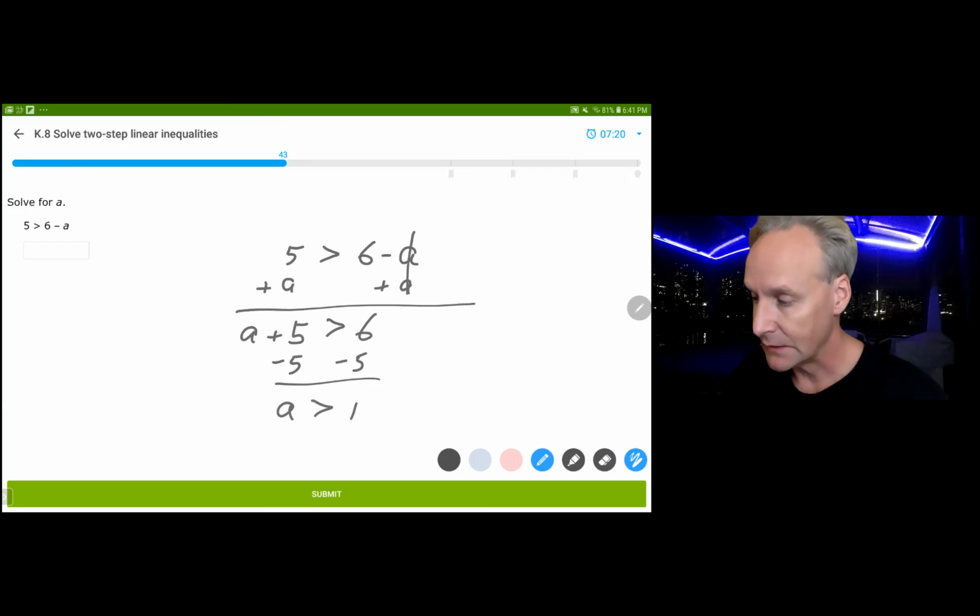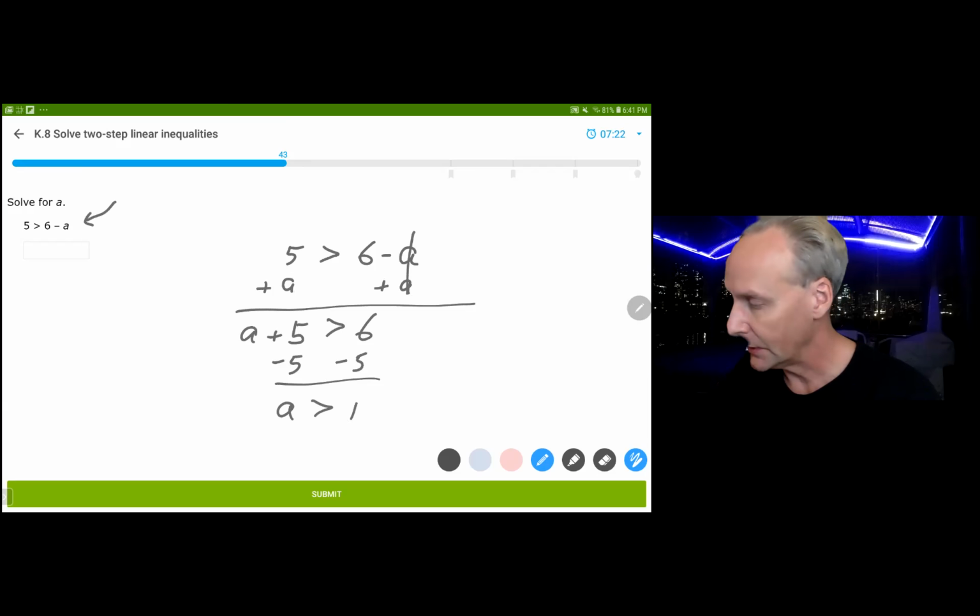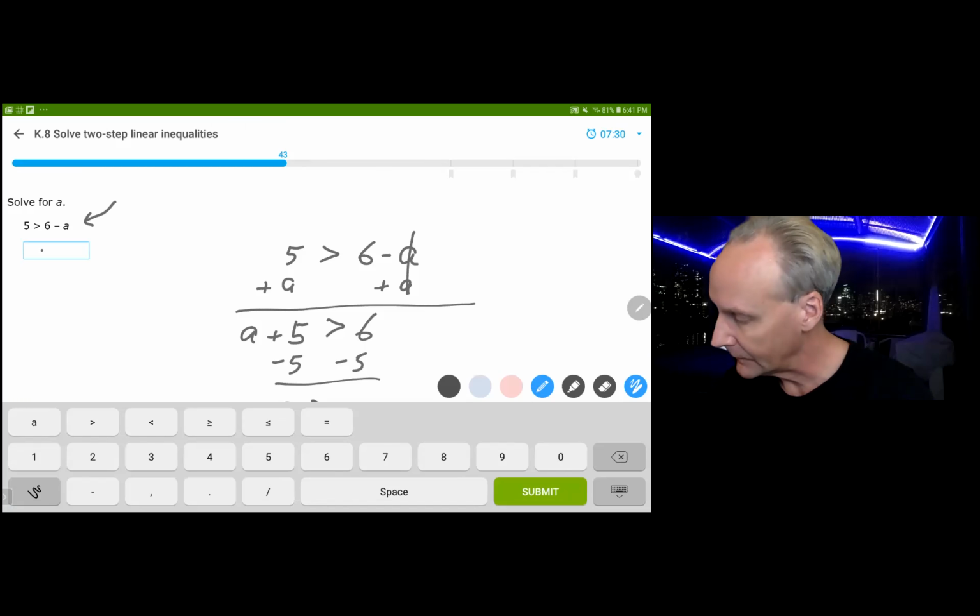I need to subtract 5 from both sides, and I get A is greater than 1. And you can check it. If I pick a number greater than 1, like 2 or 3 or 4, and I put it in here, it's true that 5 will be bigger than that. So A is greater than 1.